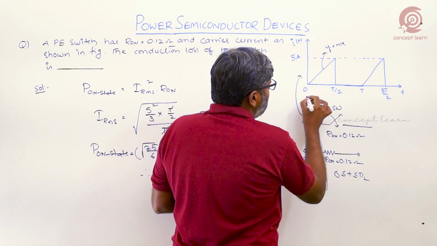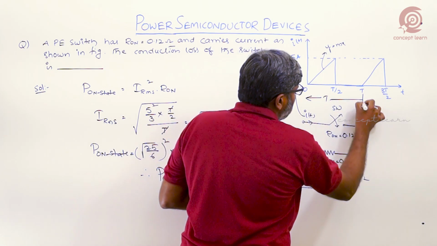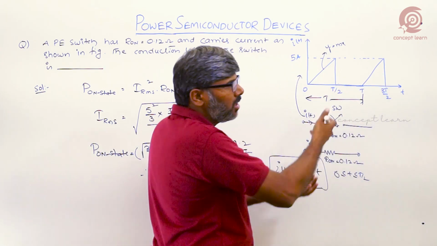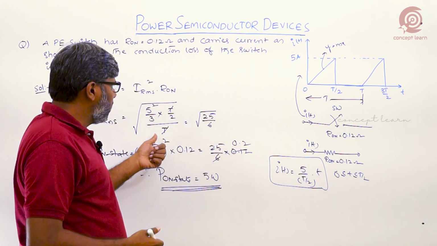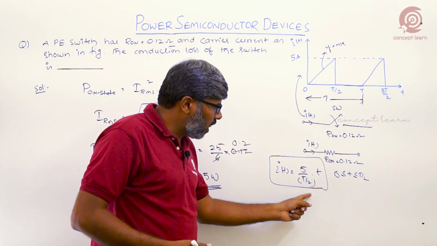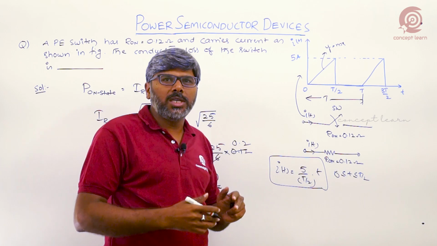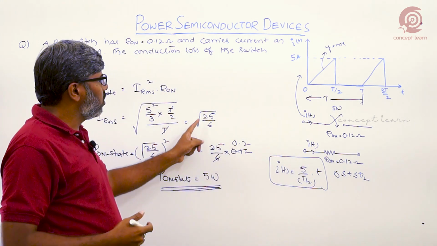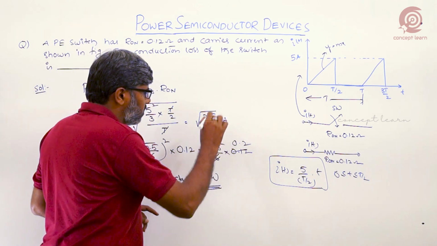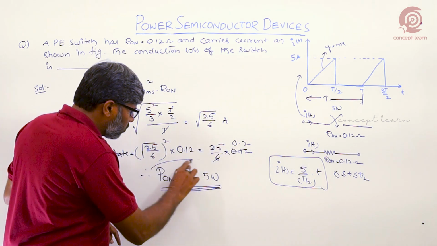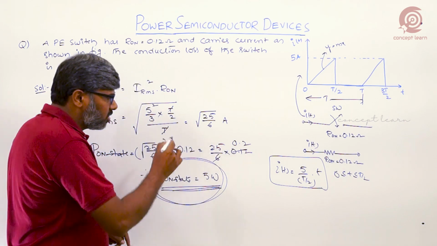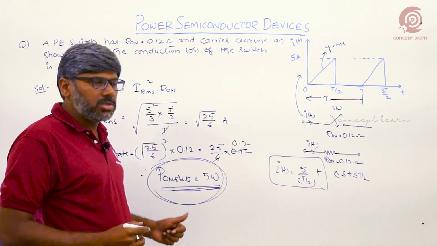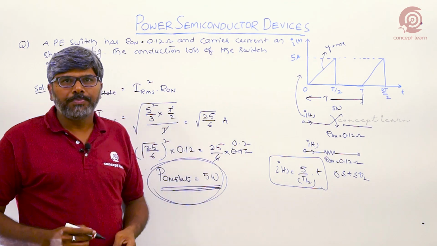This is the off time, right? So the total time period is T. After this T period, the cycle will be repeated. So I have taken it directly here. If you use the standard formula, that is the square root of 1 by T integral 0 to T of I squared of t dt, then again you get the square root of 25 by 6 amperes. So finally, what is the answer of this question? The on-state or conduction-state power loss is equal to 5 watts.